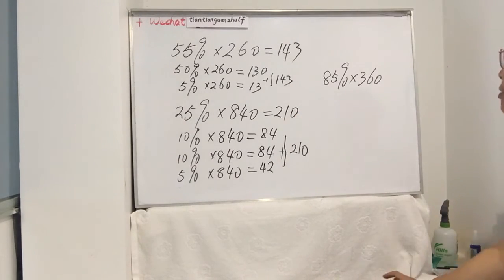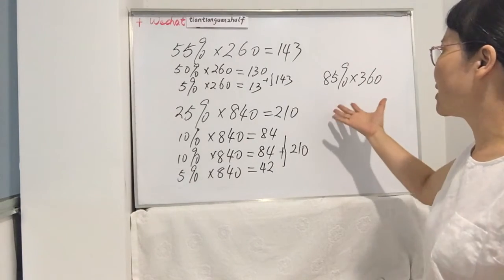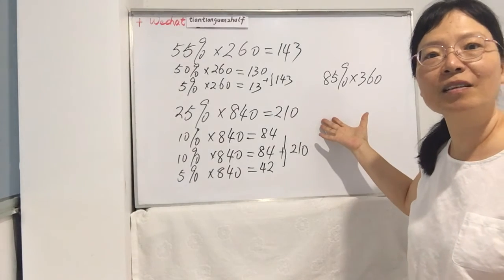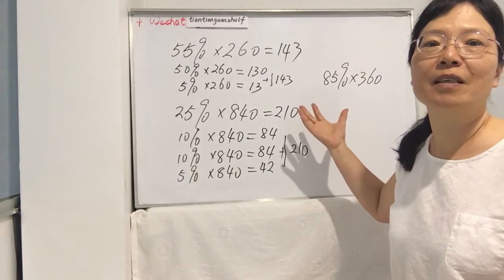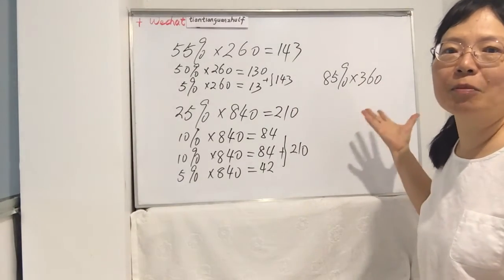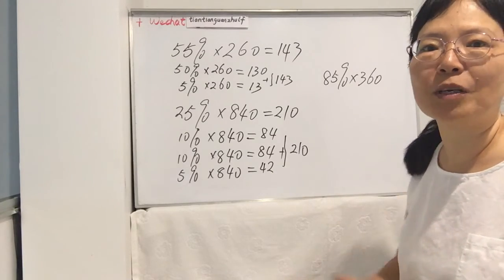Okay, let's see the last one. The last one, 85%, you can use the same way. You can use 100% minus 15%, or you can 50% plus 35%. You can work out the answer. And this one I keep for you to work out by yourself. And I will give you the answer next week.